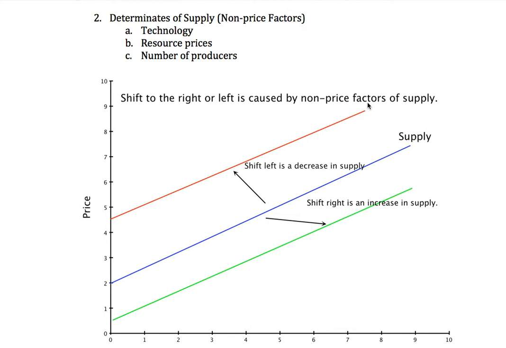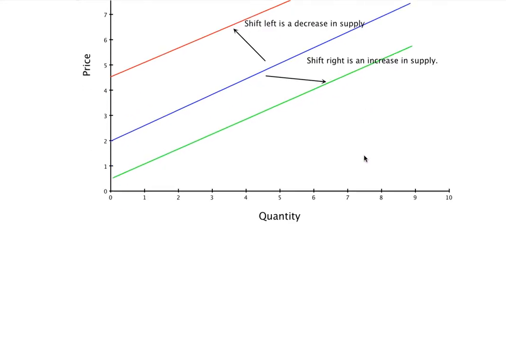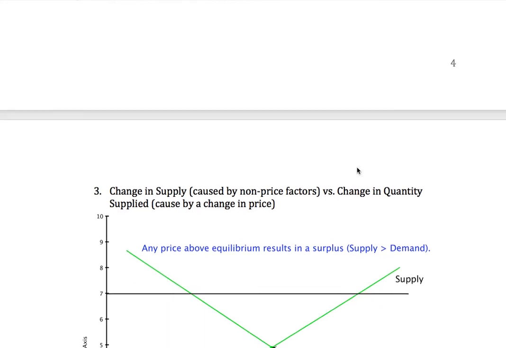And of course, the number of producers. If I have more producers in the market, that's going to cause an increase in supply. Fewer producers cause a shift to the left. So as I talked through from the standpoint of demand, we have price and non-price factors. Likewise with supply, we have price and non-price factors.